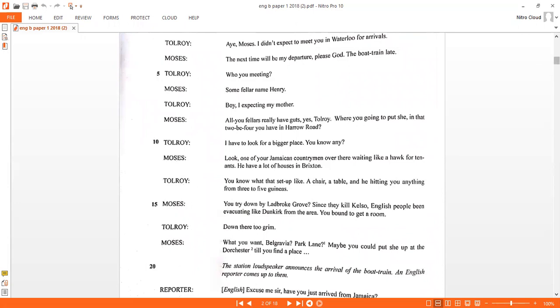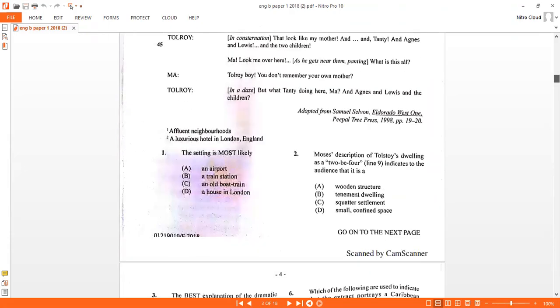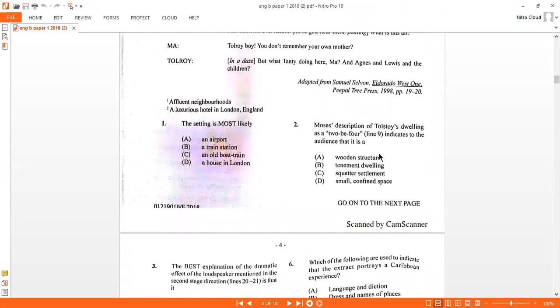Now, right away, when we look at the options given from the question and we look at what is said in line 9, let's go back to question 2, we know it would not be a wooden structure because we're looking for a description. What the description given about a 2x4 tells us is about where he lives. So we know that option A would be out. We know that B would also be out because the extract does not tell us anything about a tenement dwelling or make reference to that. Neither does it speak about a squatter settlement.